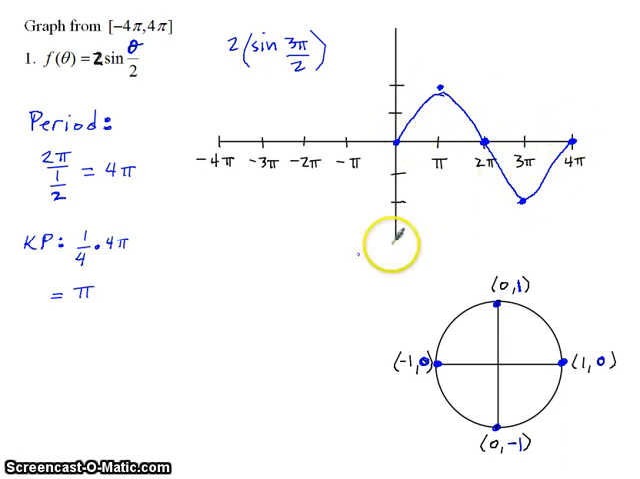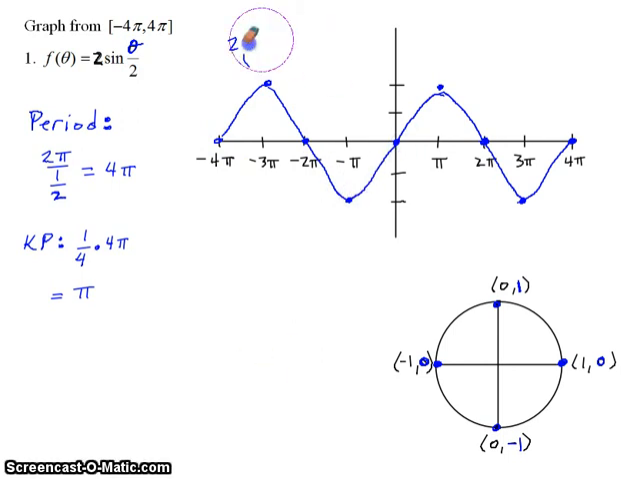So we have one cycle drawn, so that means that I can draw the other one pretty easily just by looking at the pattern. And there's the graph from negative 4 pi to positive 4 pi.